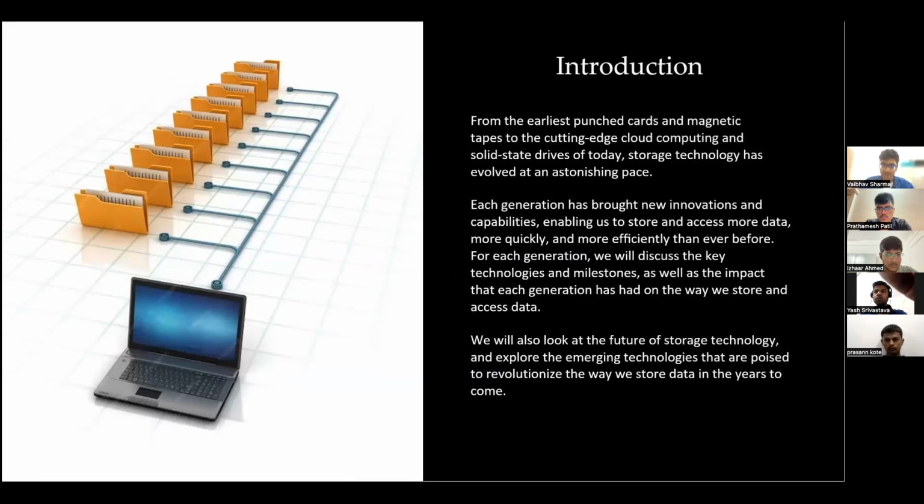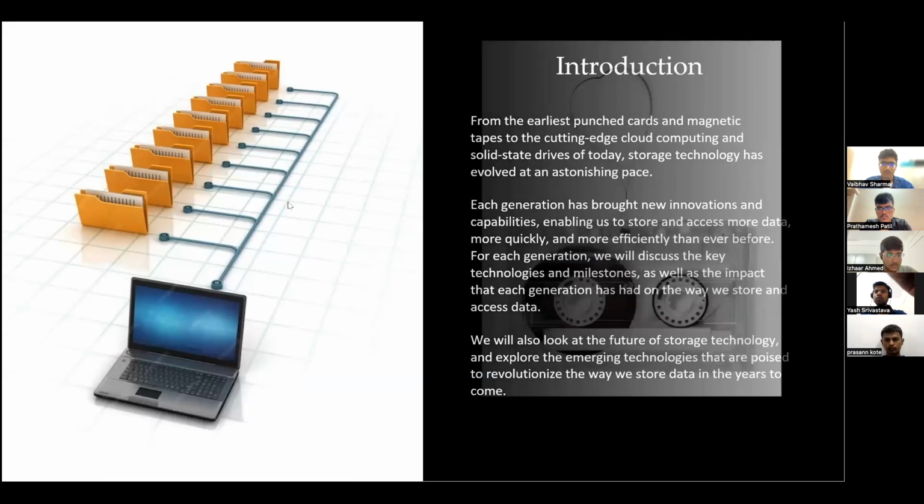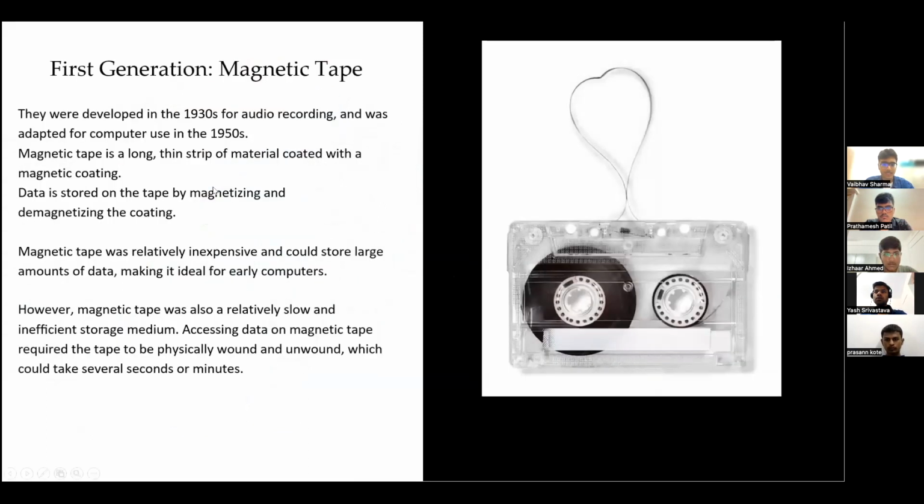Talking about the generations, for the first generation, we have the magnetic tapes. They were developed in the 1930s for audio recording and were adapted for computer use in the 1950s. Magnetic tape is a long, thin strip of material coated with a magnetic coating. Data is stored on the tape by magnetizing and demagnetizing the coating.